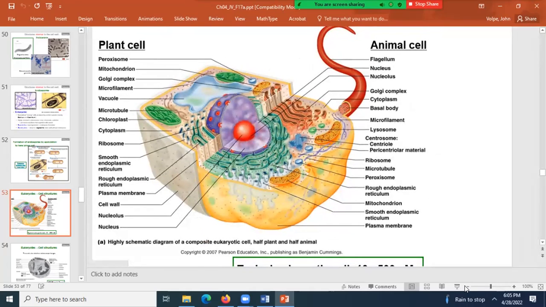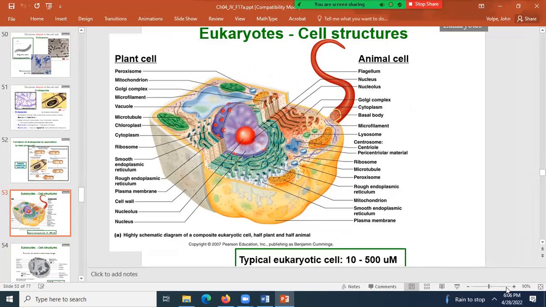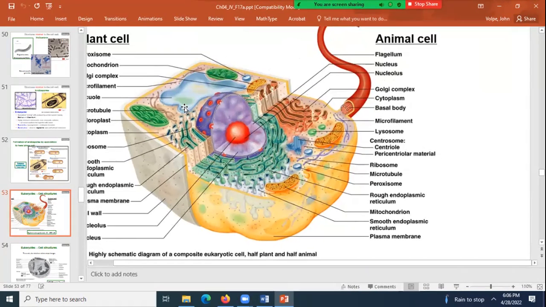All right, any question about any of that? So the vacuole is only found in the plant cell, not in the animal cell. Is that correct? No, the central vacuole is only found in plant cells. Vacuoles are found in a plant cell and in an animal cell. This picture is showing you the central vacuole, not a vacuole, because I can tell because it's so large.